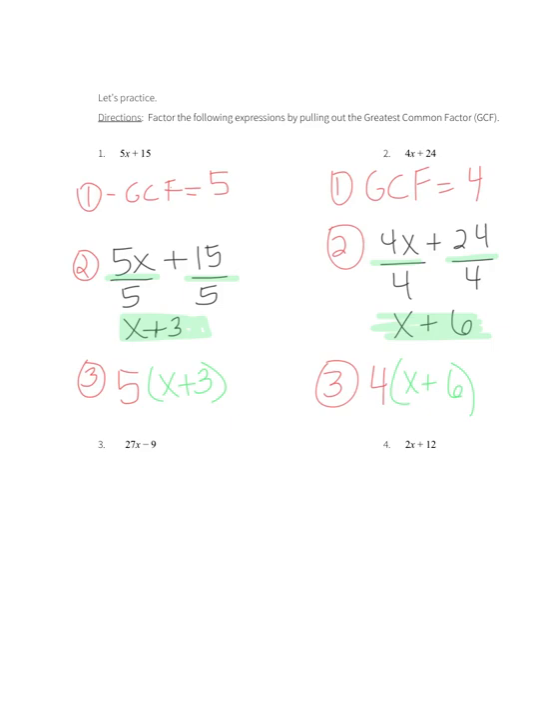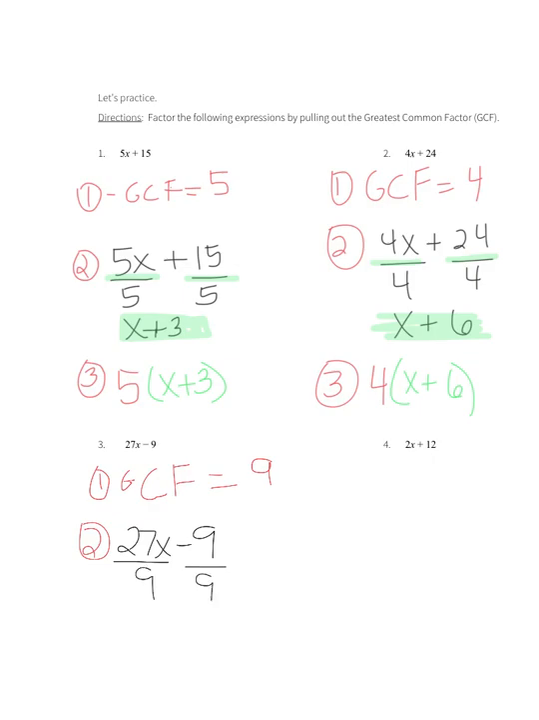So let's go through the steps again. Our first step is to find the GCF. The GCF of 27 and minus 9 is 9. My second step is to divide both terms by the GCF. So I have 27x minus 9. I'm going to divide both terms by the GCF, which is 9.